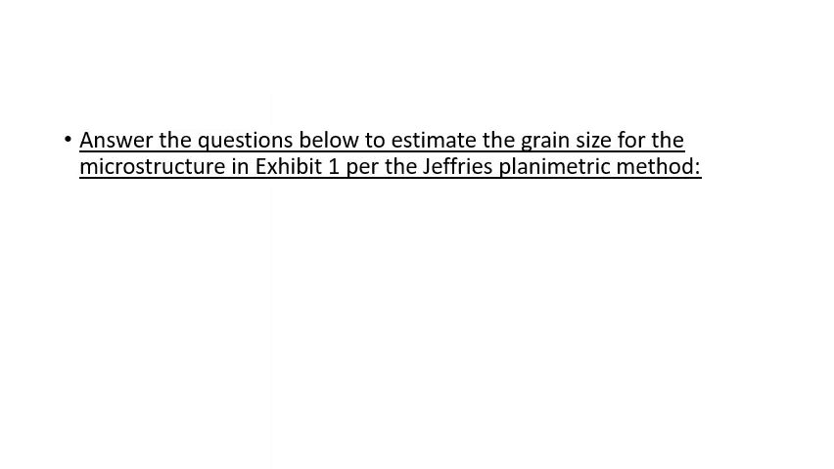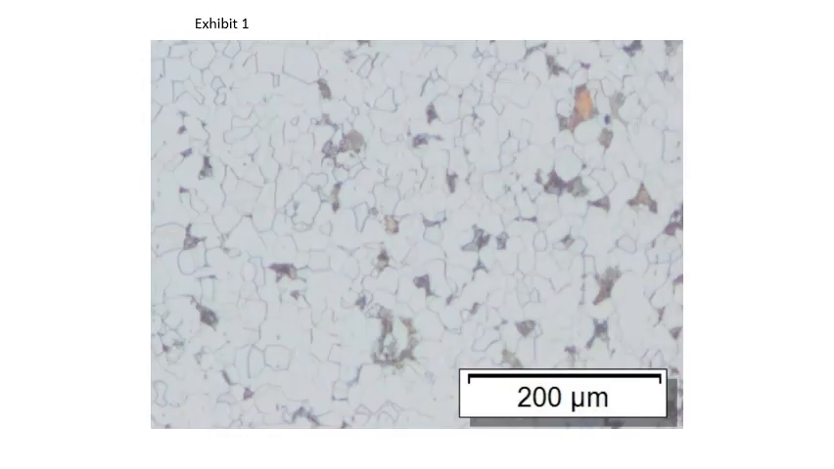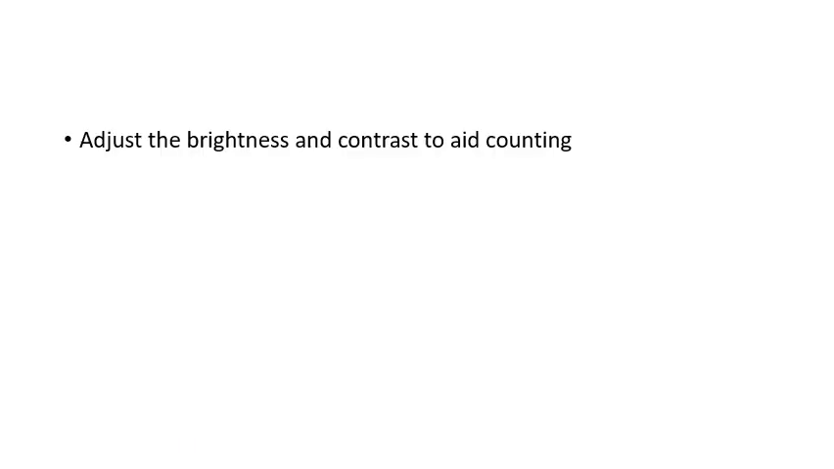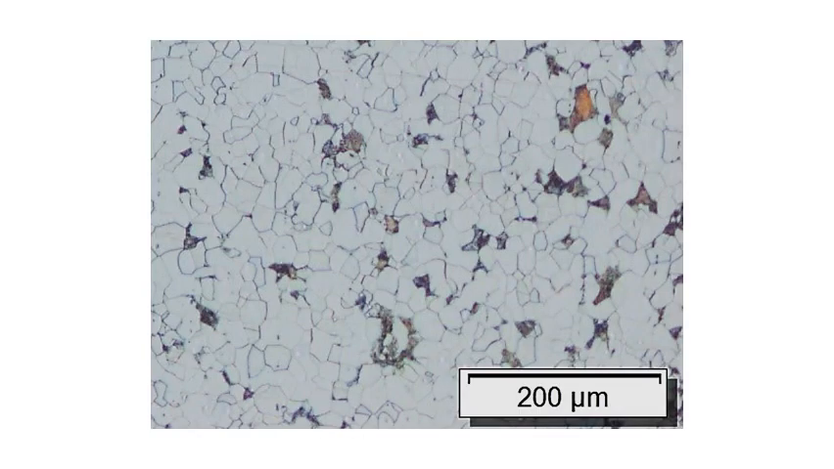So now we're going to do a practical exercise using the planimetric method for grain size estimation. Answer the questions below to estimate the grain size for the microstructure in Exhibit 1 per the Jeffries planimetric method. Here's our microstructure. It looks a little bit faint in terms of how clear the grain boundaries are, so we might want to make some improvements there. Let's improve the brightness and contrast to aid our counting. Now we have an improved microstructure to start our counting of grains for the planimetric method.